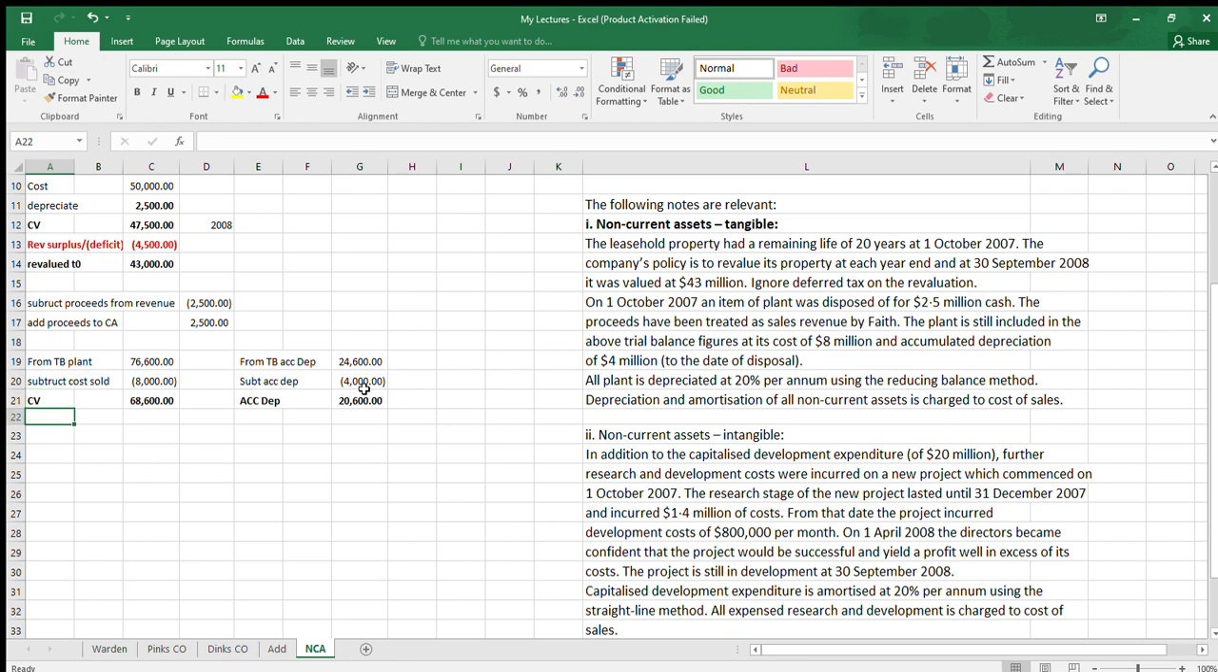Now the question is saying that all plant is depreciated at 20% per annum using reducing balance. So if it was to say that it is depreciated using straight line, then you are just going to divide the cost by the number of years or multiply the cost by the rate or whatever. But since it is a reducing balance, you must know depreciation from financial accounting, but I have to go over so that you understand it well. Since it is a reducing balance, meaning that we apply the rate on the carrying value.